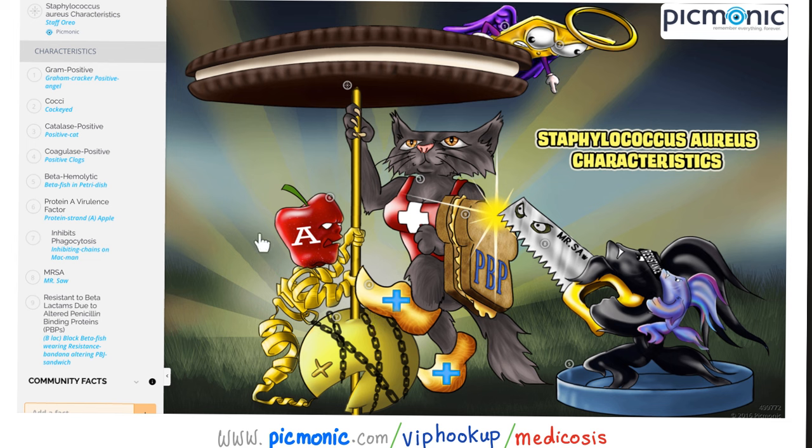Staphylococcus protein A arrests your antibody, therefore it's a virulence factor. It inhibits phagocytes. Some Staph aureus are sensitive to methicillin. Others are resistant to methicillin, and they are called MRSA, methicillin-resistant Staph aureus. We'll talk about them in the next video. These horrible bacteria are resistant to many antibiotics.